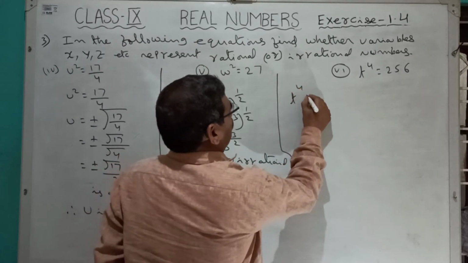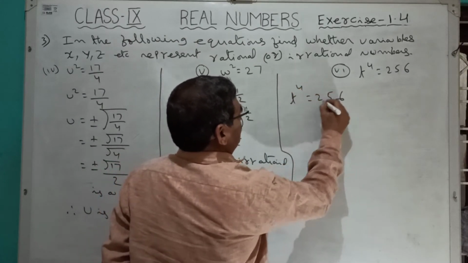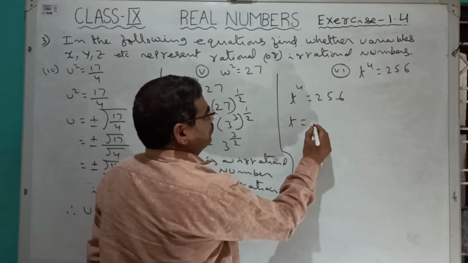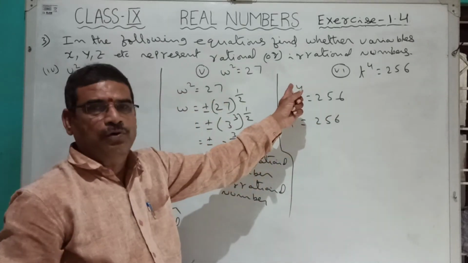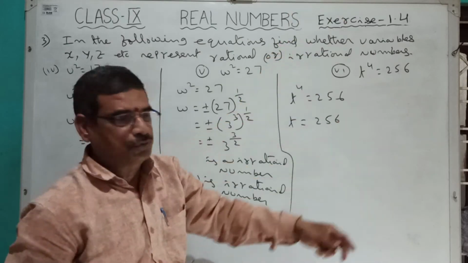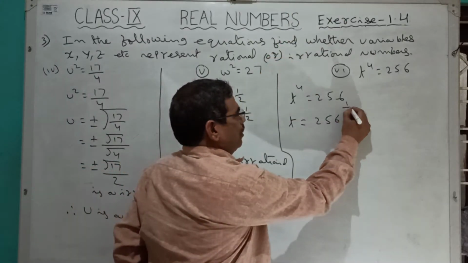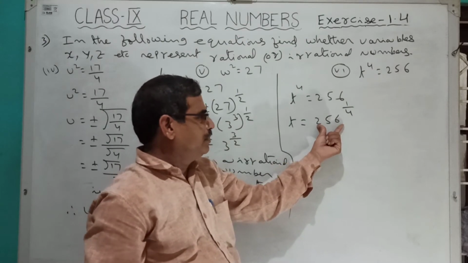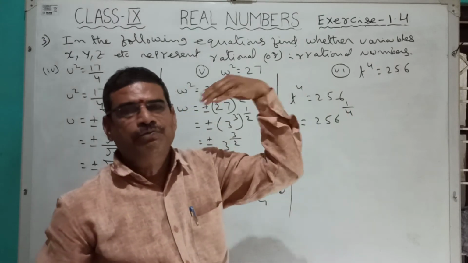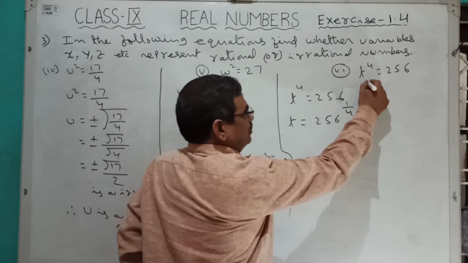Last one. T power 4 is equal to 256. T is equal to 256 power 1 by 4, since power 4 goes to the other side as 1 by 4. So I can divide this 256 into factors. This is the procedure.